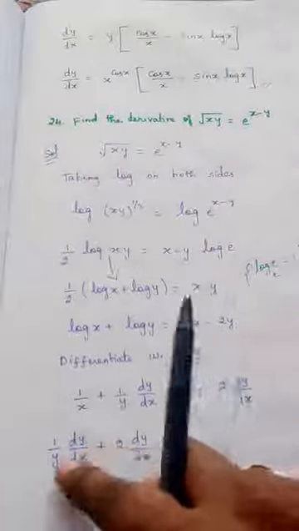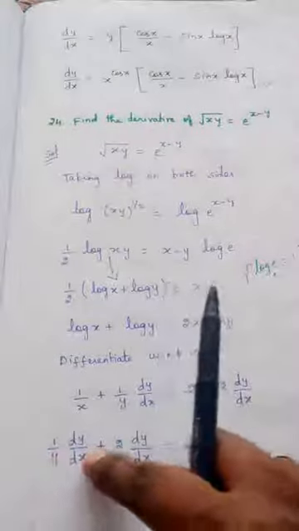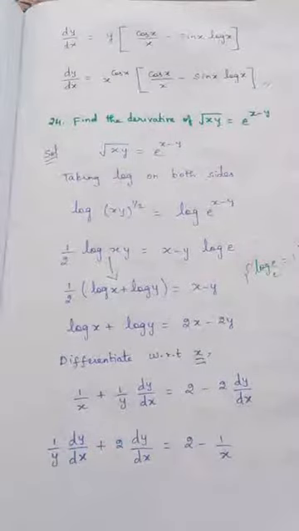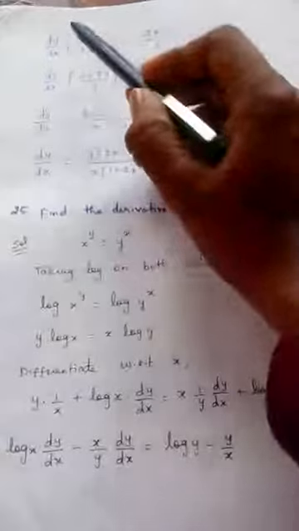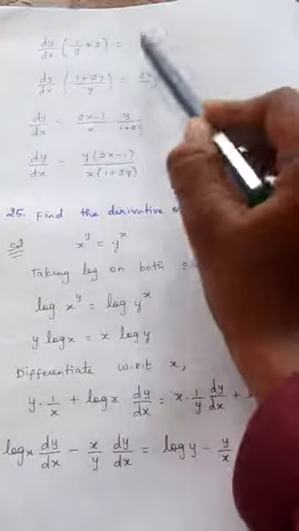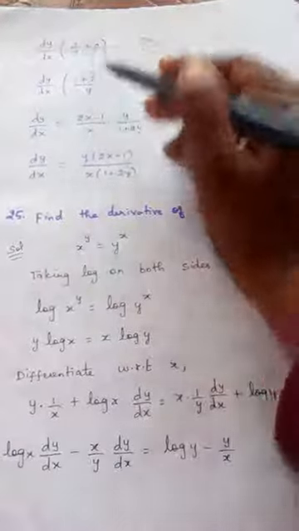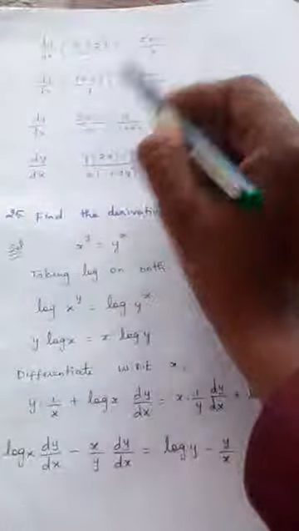Take dy by dx as common from these two. What happens? 1 by y plus 2 will remain, right? So taking dy by dx as common, the remaining is written, and here the LCM is taken. Here also take the LCM, just cross multiply this. So (1 plus 2y) by y equals this.